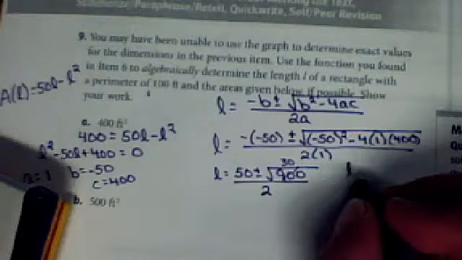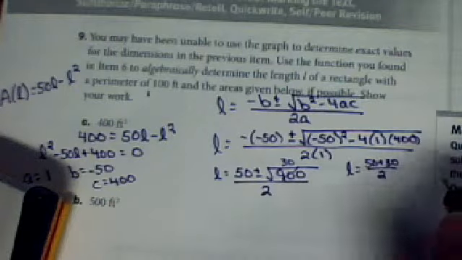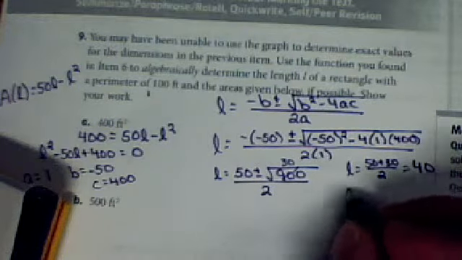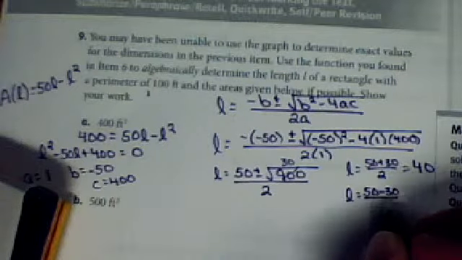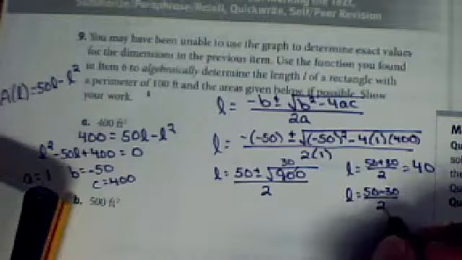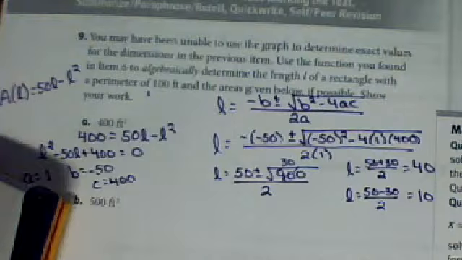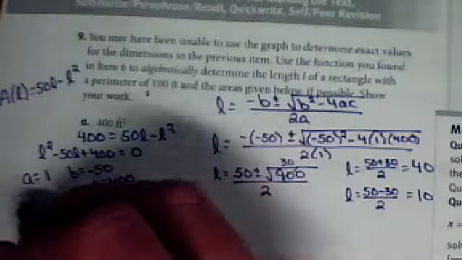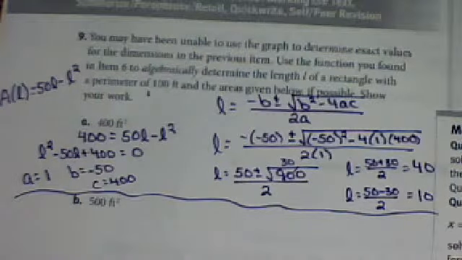So one time through, I'm going to take 50 plus 30 and divide by 2. That's 80 divided by 2 gives me a 40. The next time through, I'm going to take 50 minus 30 and then divide by 2. 50 minus 30 is 20, divided by 2 is 10. Look back. Were the dimensions that gave me 400 feet squared 10 and 40? They sure were.